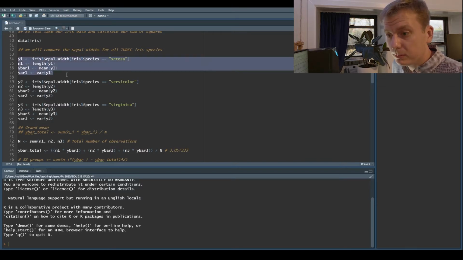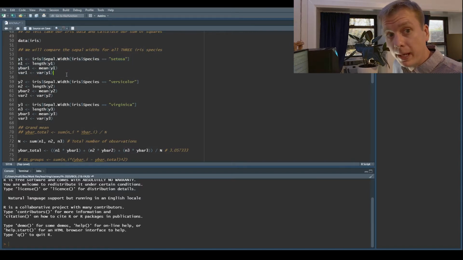Notice that I have specifically given each one unique names. So N1 is specific to Setosa, N2 is specific to Versicolor, and N3 is specific to Virginica. And this is consistent through all of these calculations.